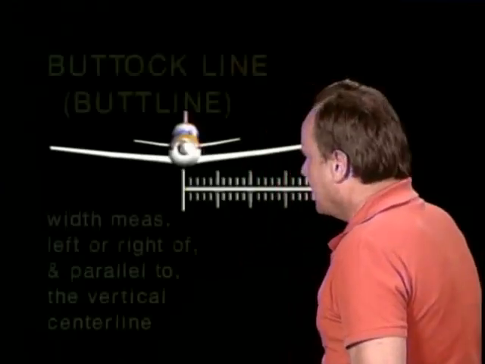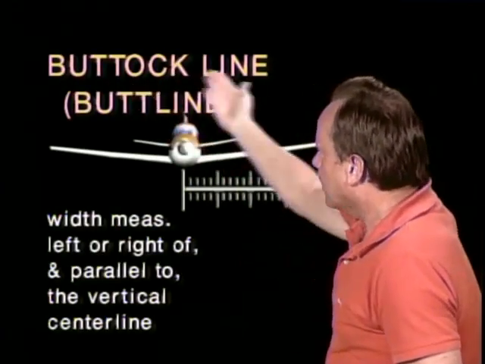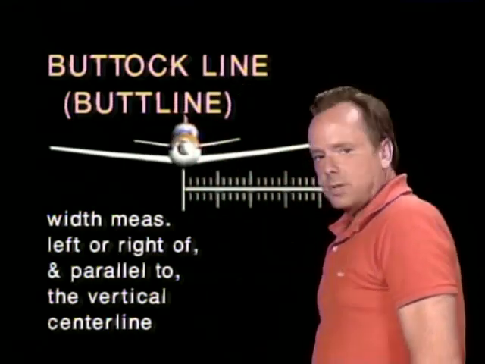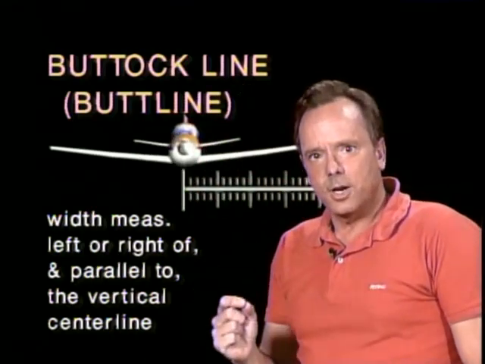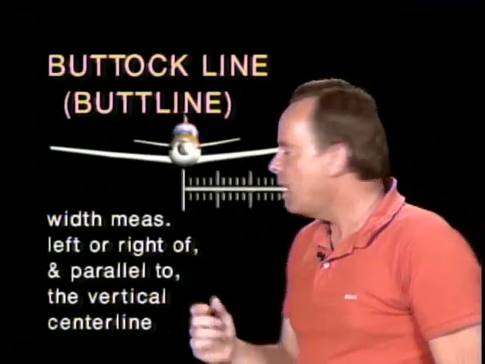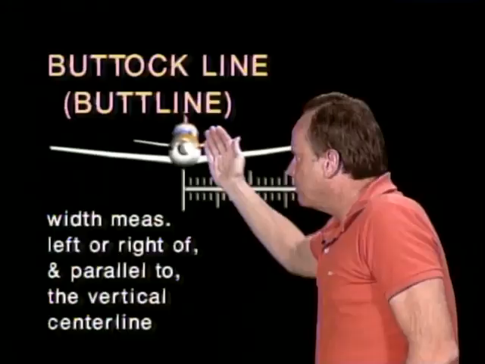And one of the questions they ask you on the test is, what is the buttock line or butt line of an airplane? Now let's try and keep this clean. I'm sorry, that's FAA talk, but the buttock line or the butt line is equivalent to the fuselage station of an aircraft. A fuselage station is how far you are fore or aft from the datum line.